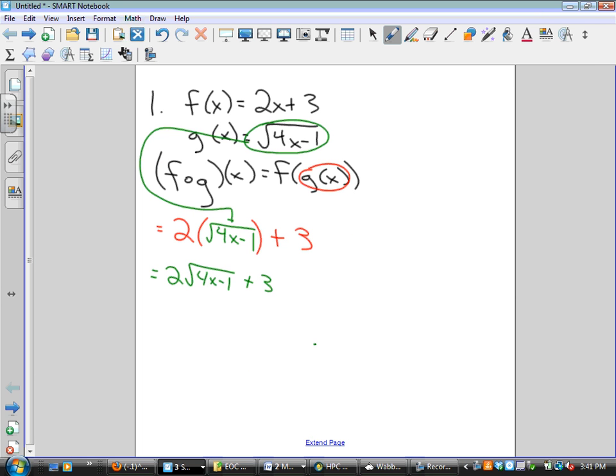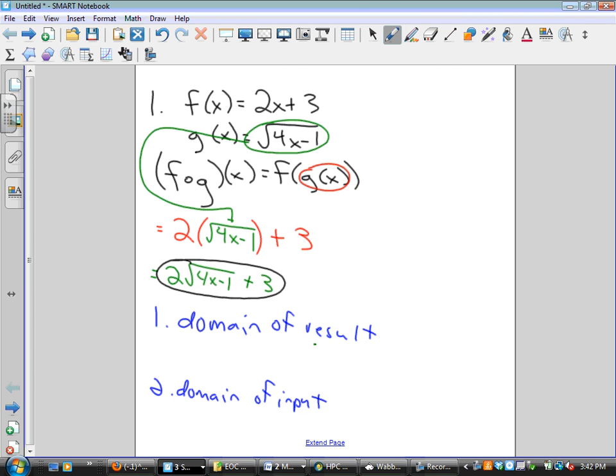But now the question says, what is the domain of this function? So whenever we're finding the domain of a composition, we have to consider 2 things. We have to consider the domain of the result, and we also have to consider the domain of the input function. Now in this situation, both of them are going to end up being the same, just because of the way it worked out. But let's look at the domain of the result. So we're looking at the domain of 2 times the square root of 4x minus 1 plus 3.